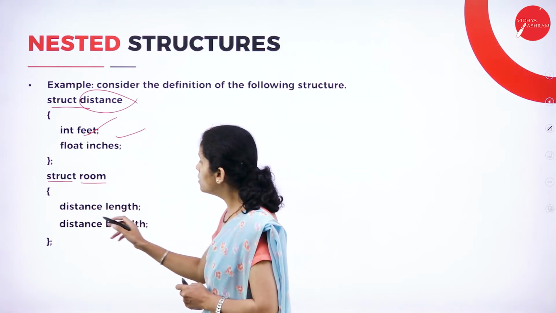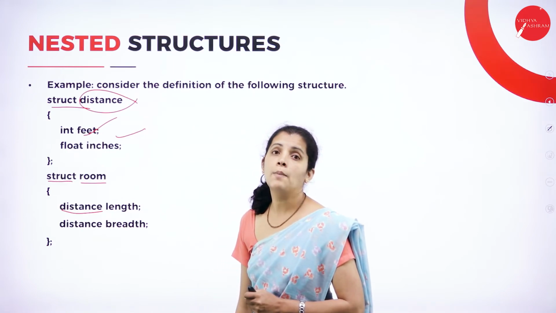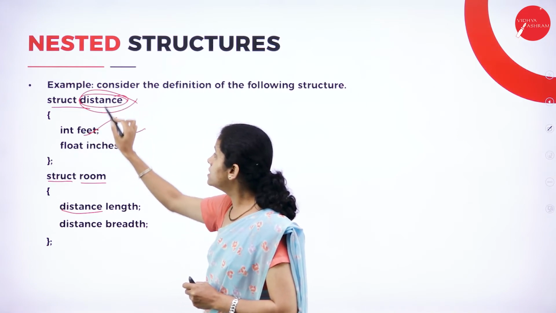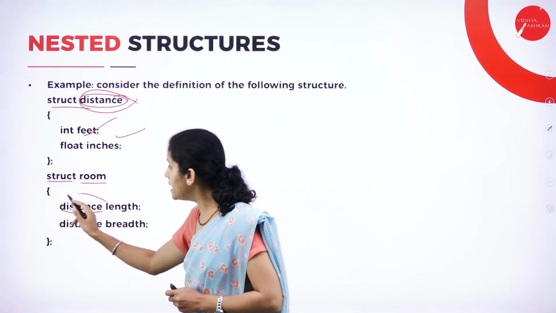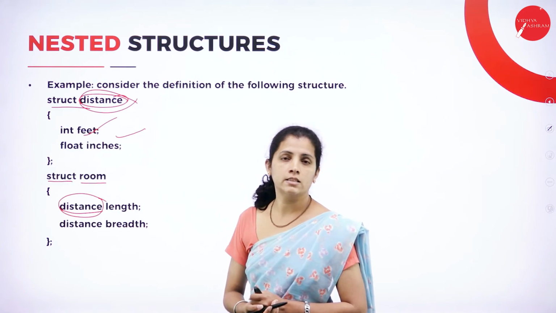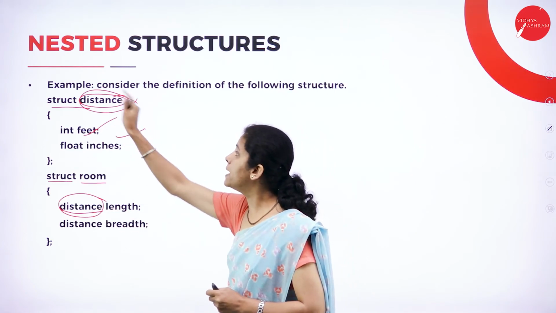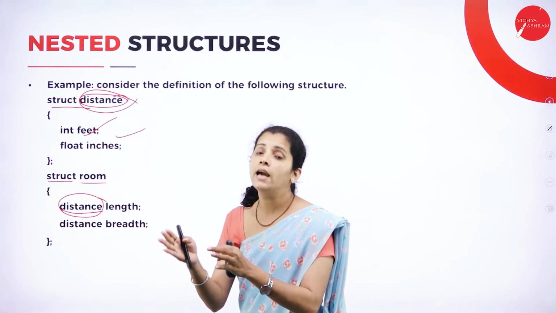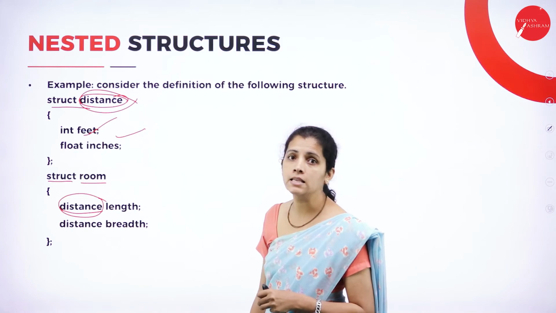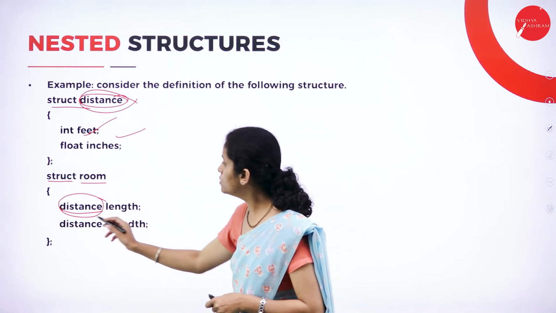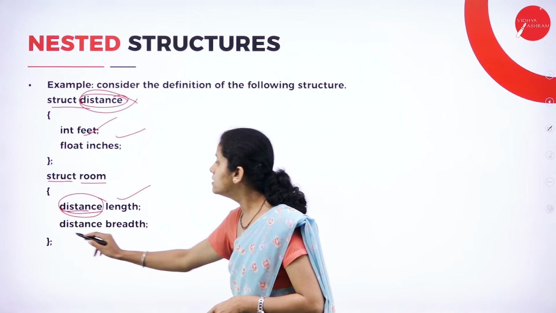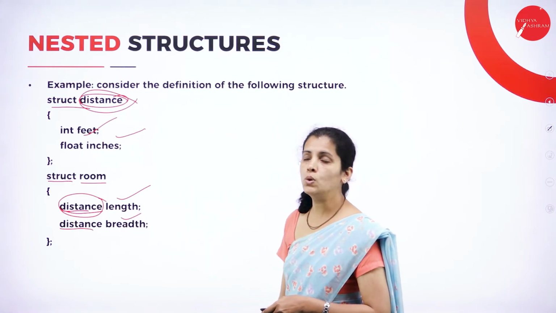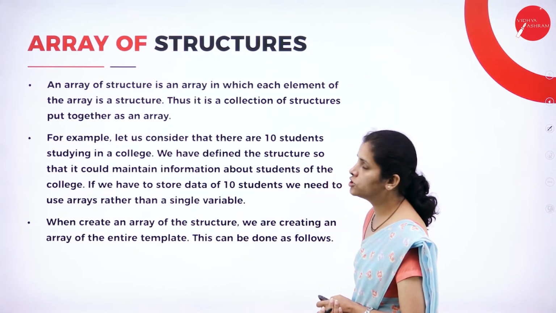Room. See here, what is the data type here? I'm going to use structure. So structure name is distance. Here my data type is distance. That means my data type is my structure. So embedding one structure in another structure is known as nested structure. So distance length, distance breadth. This kind of structure is known as nested structure.